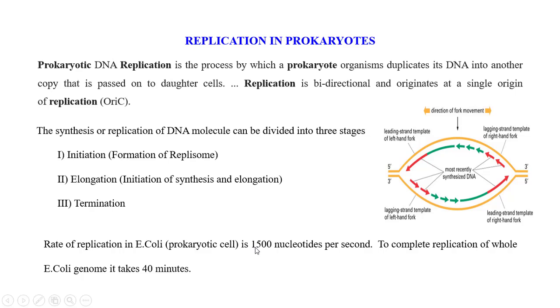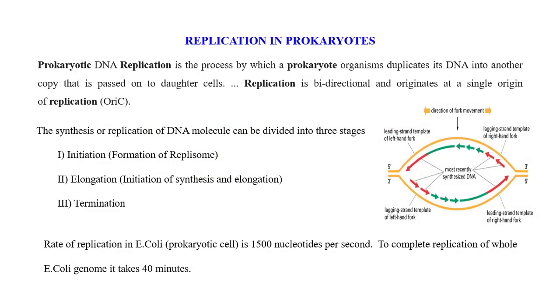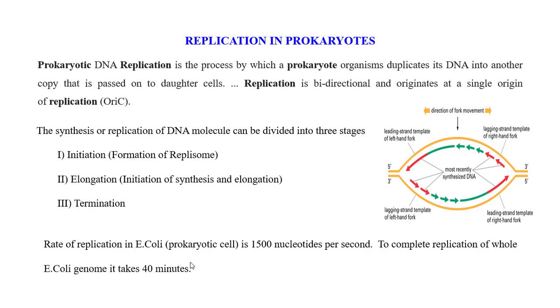The rate of replication in E. coli is 1500 nucleotides per second. That means the DNA polymerase enzyme synthesizes the daughter strand by adding complementary bases to the parental template strand at 1500 nucleotides per second. So the replication of E. coli completes within 40 minutes.